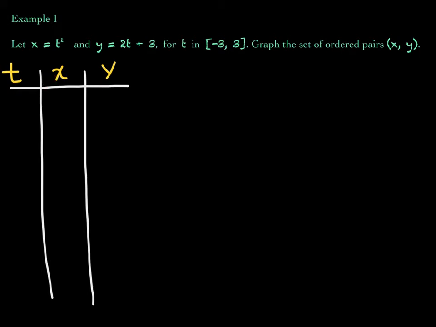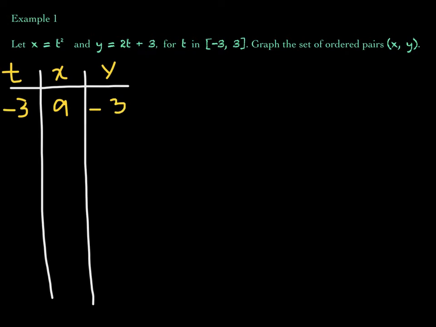So let's start here with t equal to -3. Now remember what x is. x is t squared, so in this case it'll be -3 squared, which is 9. y is 2t plus 3, so it'll be 2 times -3, which is -6, plus 3, which is -3.